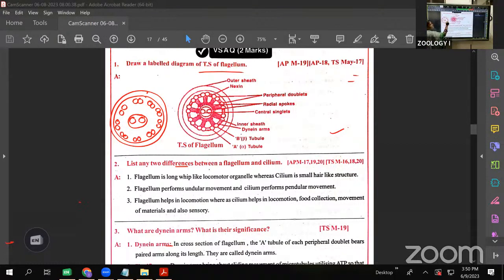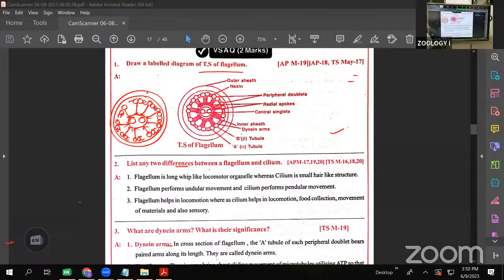These are the doublets. This one is a singlet. Here you draw arrow marks; these are the radial spokes. Right, like this, the arrow marks are called radial spokes. And on each and every one, you draw a hair-like structure that we call the dynein arms. Here you almost join all those things.